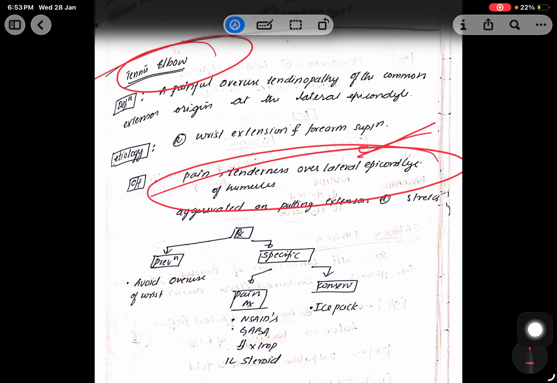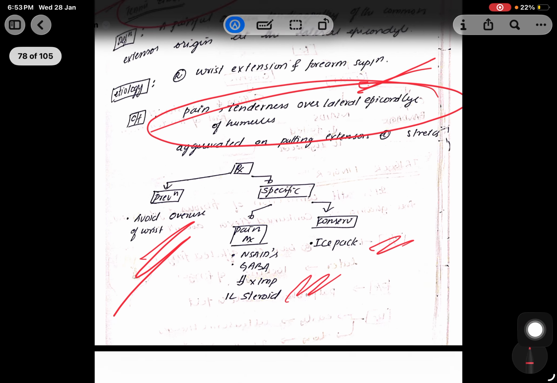This should be more than enough. So again, talk about prevention and pain management.